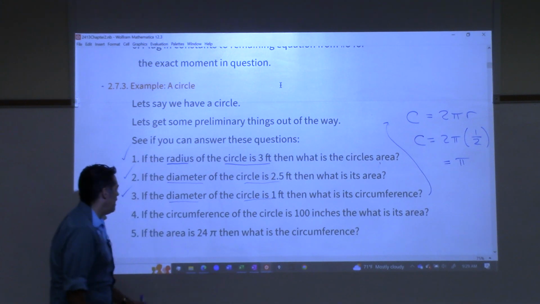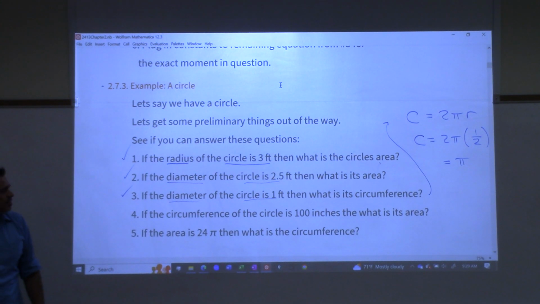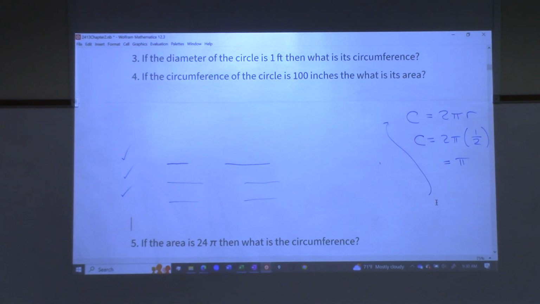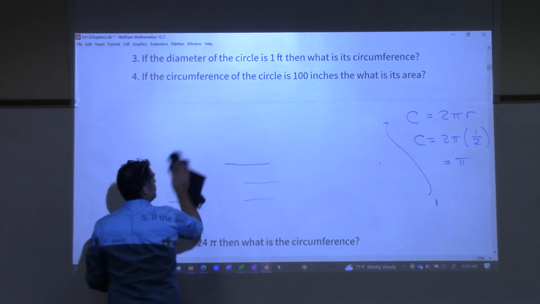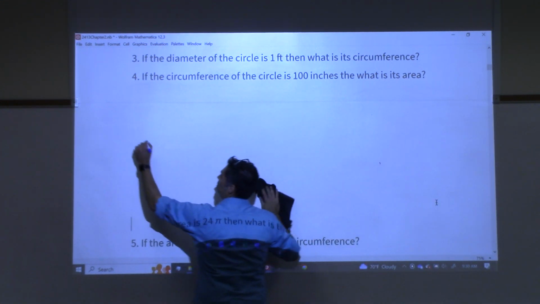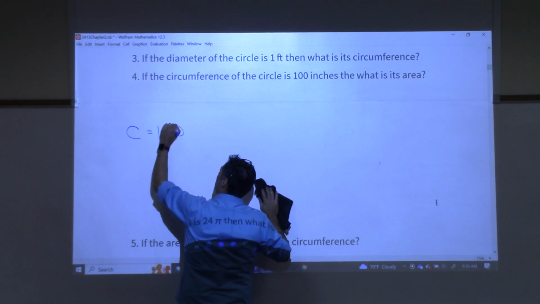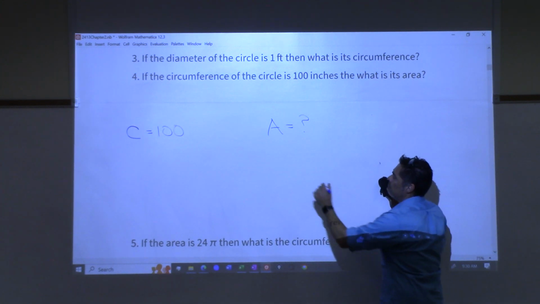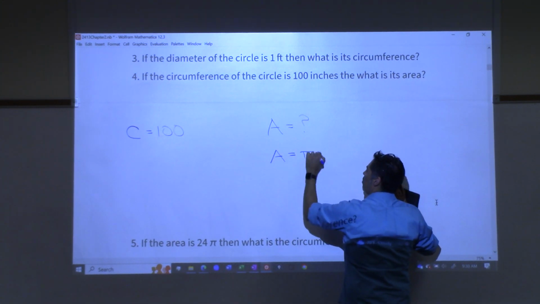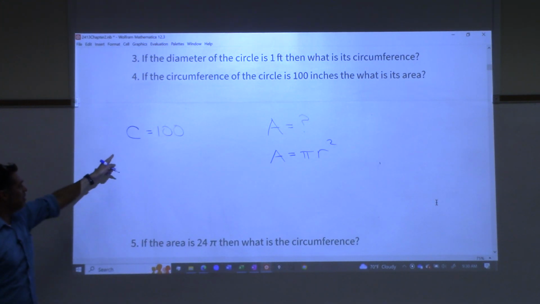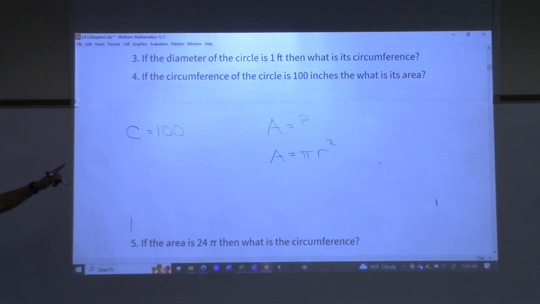Okay. What if I tell you the circumference of a circle is 100 inches? Can you tell me the area? This is a little harder. If the circumference of a circle is 100 inches, can you tell me the area? Well, what do you need for area? Pi r squared, so you need the radius, right? Well, if I have the circumference, that's not the radius, right? But can we get the radius from this? How?